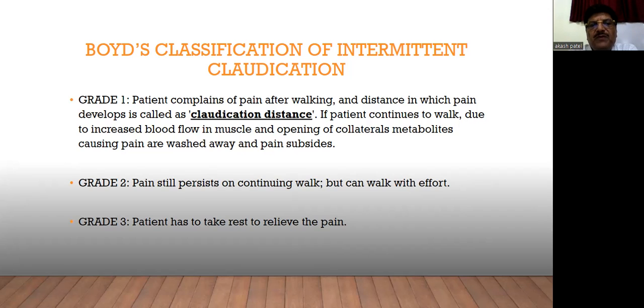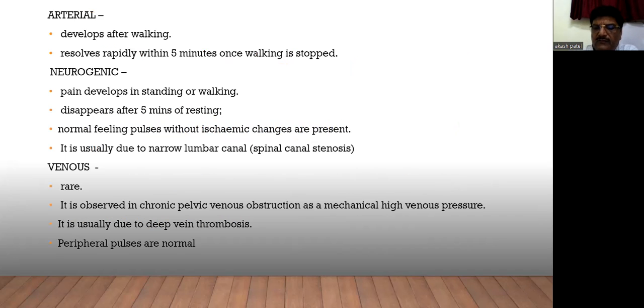In grade 2, the pain will still persist on continuing walking, but the patient can walk with effort. The patient doesn't have to stop and rest to alleviate the pain. Now, grade 3 is one in which the patient can start walking and feels intermittent claudication, but can continue walking, and at one stage a point will come when the patient will not be able to walk and has to sit down and take rest to relieve the pain. That is grade 3.